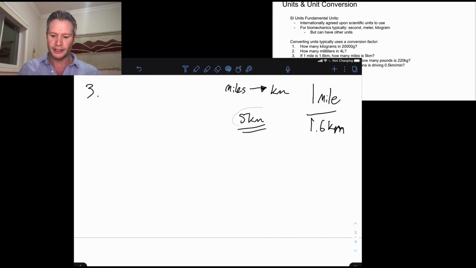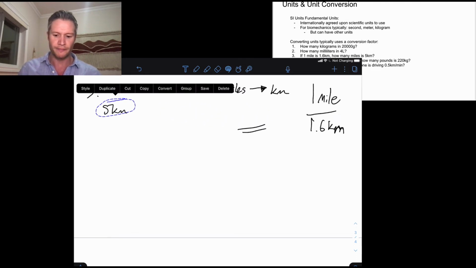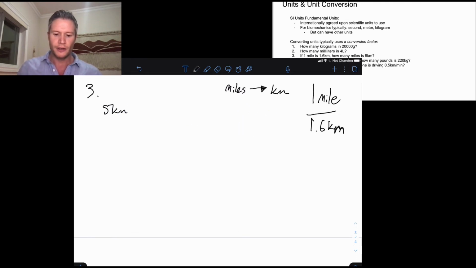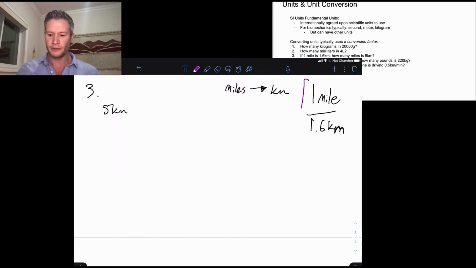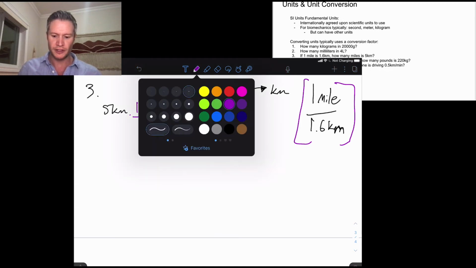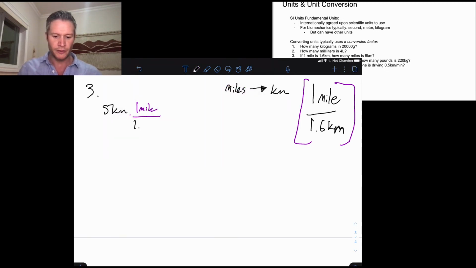Okay, so I got 5 kilometers. That's what I'm starting with. Well, now let's haul in our conversion factor, which we have over here. Okay. So I'm going to say times 1 mile over top of, and let's keep it the same color, 1.6 km.